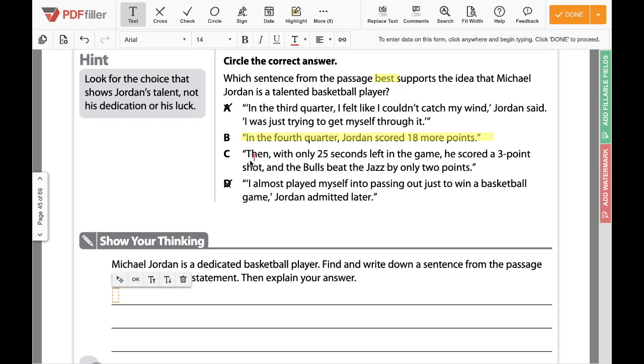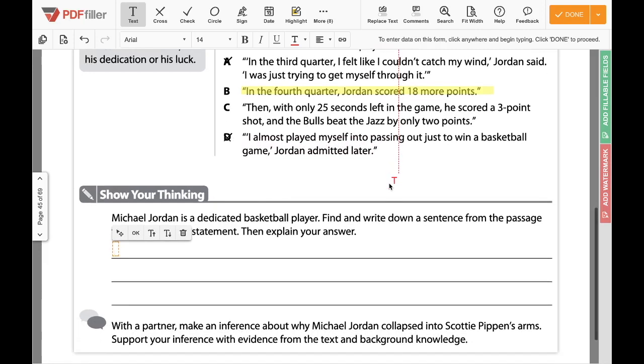So in the third quarter, I couldn't catch my wind. Well, that's just really talking about him struggling to get through the game, right? Doesn't really talk about him being dedicated to get through the game, other than when he says, I was just trying to get myself through it. Now, I almost played myself into passing out just to win a basketball game, Jordan later admitted. That shows his dedication to the game.